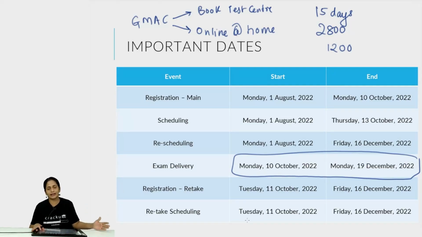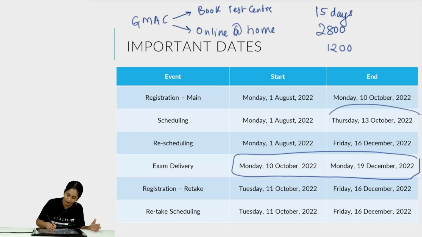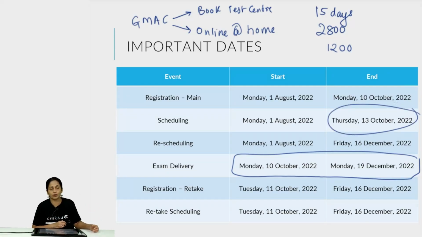If you have to retake it, the first schedule attempt ends on 13th October, so you have to schedule at least by 13th October. Don't just register and leave. You have to register and at least schedule the first attempt before 13th October. This date is very important. You have to register before 10th October. You have to schedule before 13th October.